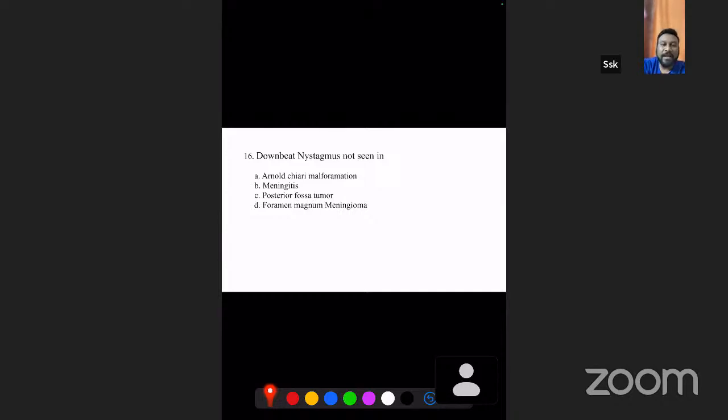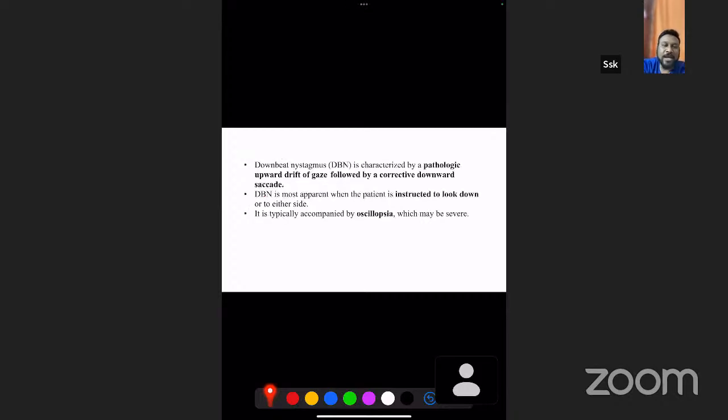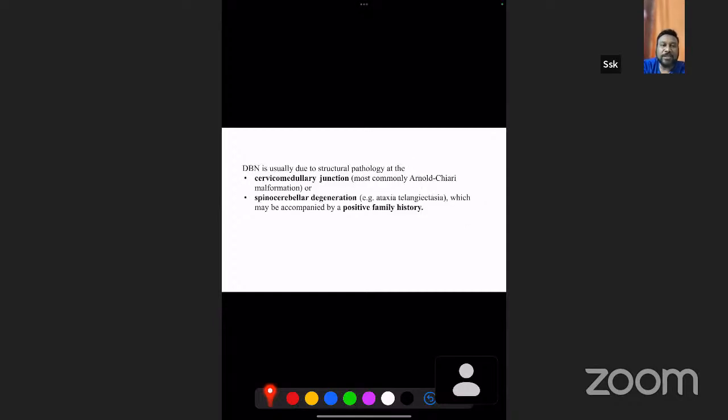Downbeat nystagmus, question number 16, is not seen in: option A, Arnold Chiari malformation; option B, meningitis; option C, posterior fossa tumor; option D, foramen magnum meningioma? The answer is meningitis. So what is this downbeat nystagmus? Downbeat nystagmus is characterized by pathological upward drift of the gaze, followed by corrective downward saccade. So it is most apparent when the patient is asked to look down, and it is typically accompanied by oscillopsia, which can be severe. So it is usually due to structural pathology at the cervicomedullary junction, as in the Arnold Chiari malformation, or a spinocerebellar degeneration, which is accompanied by a positive family history.